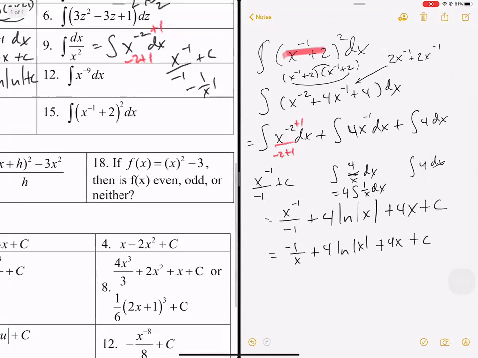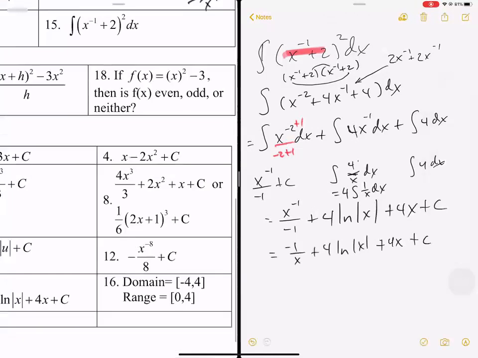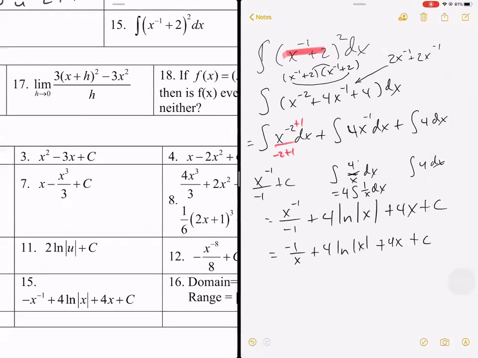Let's check on the left. Yep, that's our answer. They left it actually at this one right here.